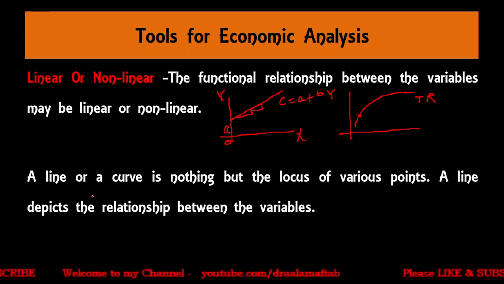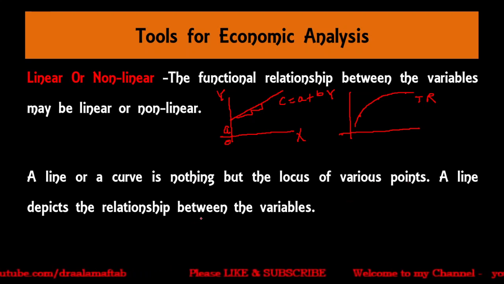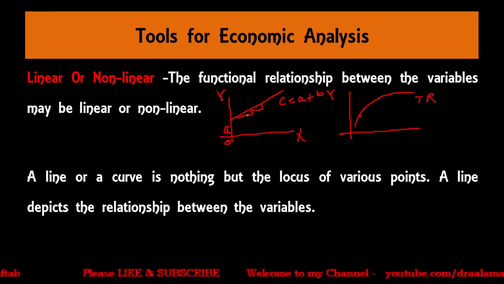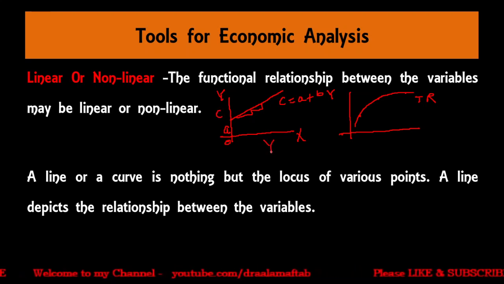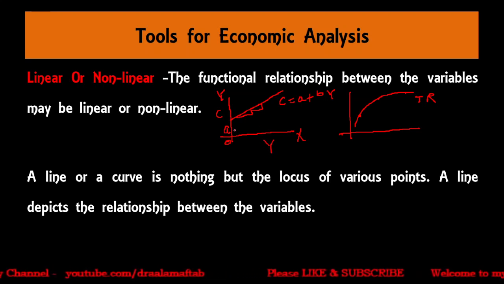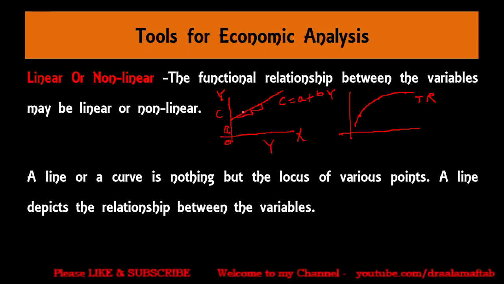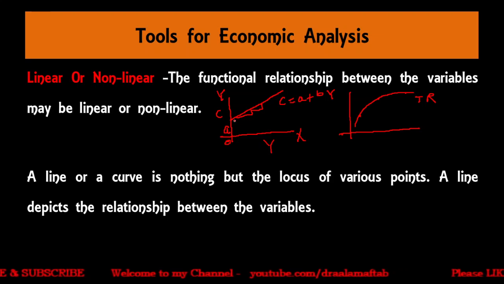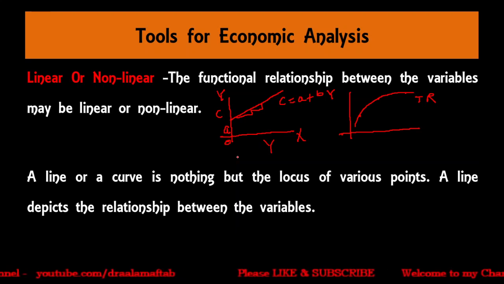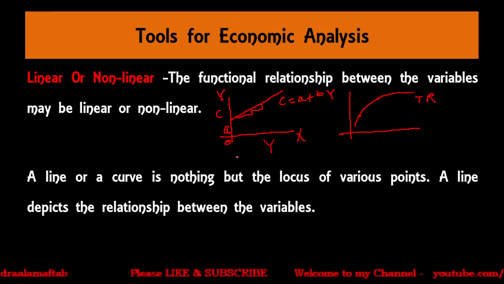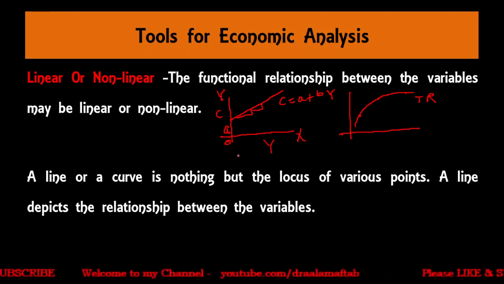In fact, a line or a curve is nothing but the locus of various points. A line depicts the relationship between the variables as it is depicted here. Like you see, on Y we have consumption and on X we have income. As income changes, consumption also changes. So a definite pattern is shown in this linear relation, right? So this is how the graphs are drawn, or functions are converted into linear and non-linear functions. So if you have any doubt here, you can comment in the comment box, dear learners.